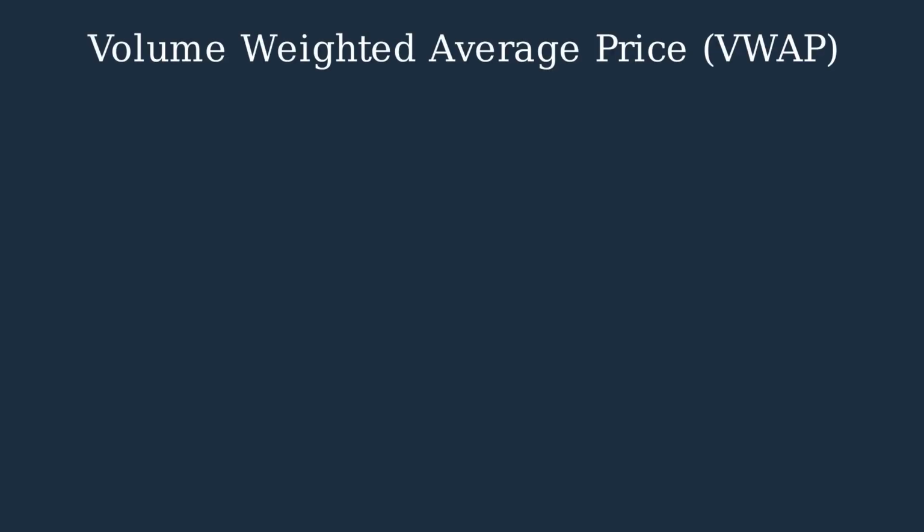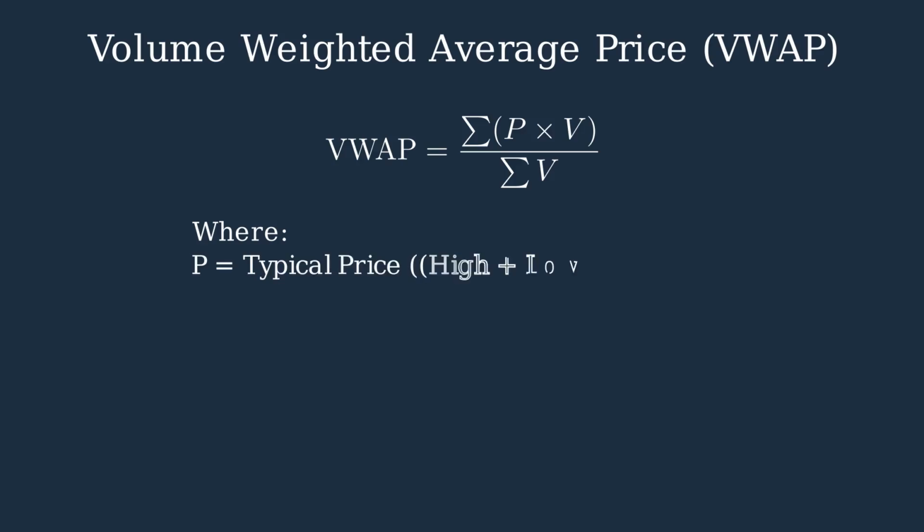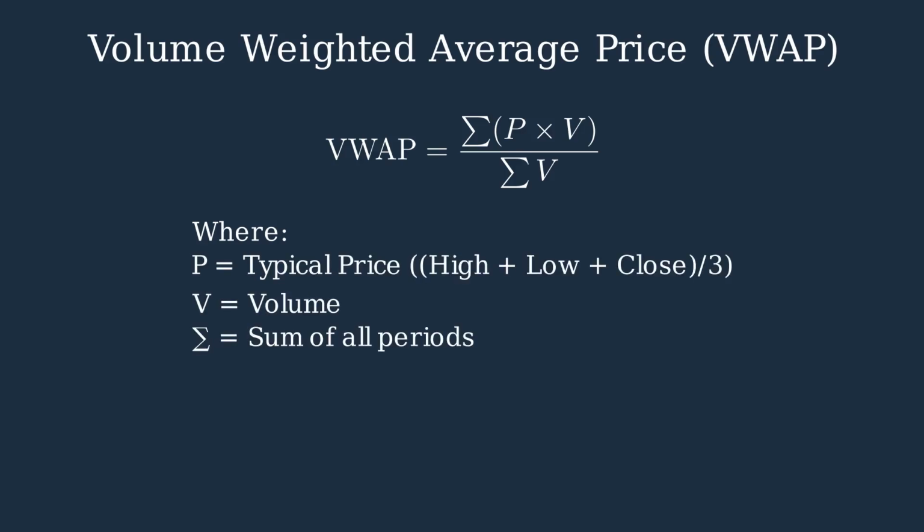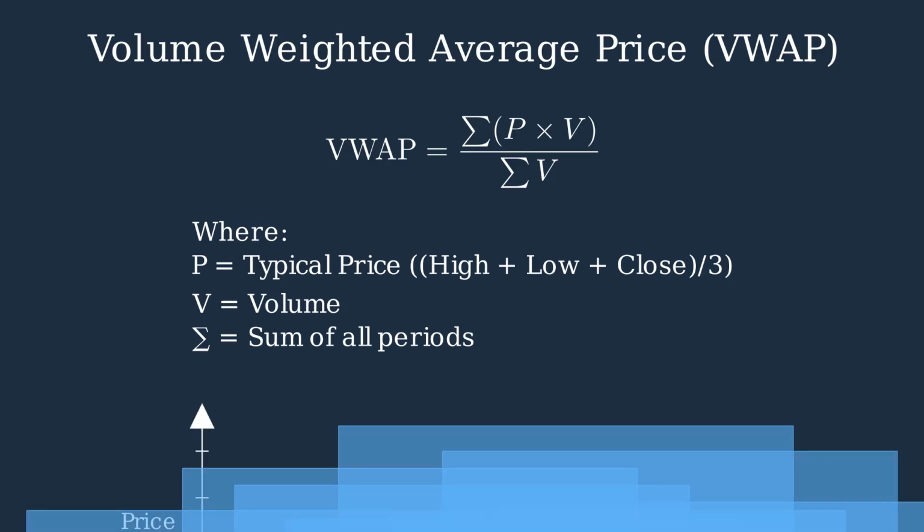Volume-weighted average price, or VWAP, calculates the average price a security has traded at throughout the day, weighted by trading volume. The formula takes the sum of price multiplied by volume for each period, then divides by the total volume. This gives more weight to price movements with higher trading volume. Let's visualize how VWAP works on a price chart. The gold line represents the VWAP, while the white line shows the price movement.